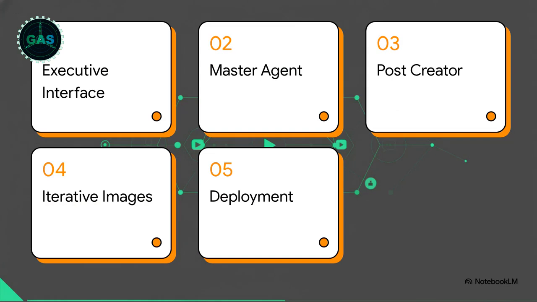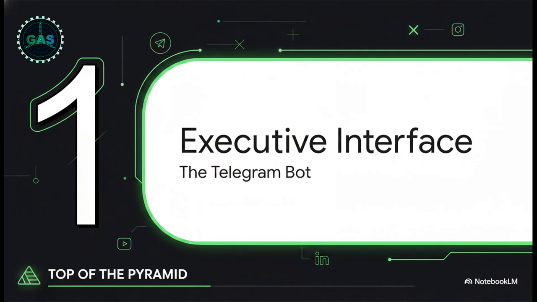First, the executive interface. Second, designing the master agent. Third, the post-creator subagent. Fourth, iterative image subagents. And finally, architecture cost and deployment. Let's dive right in. Section 1, the executive interface.